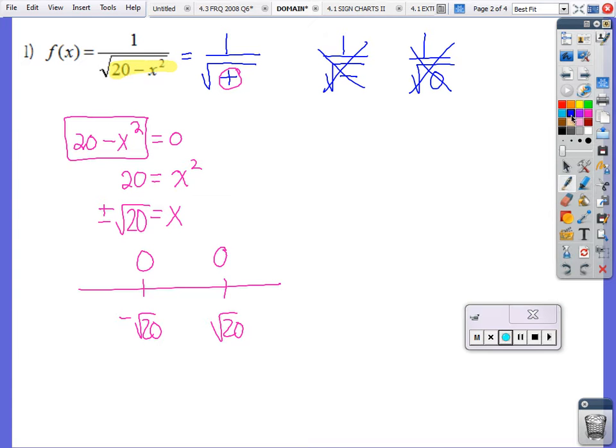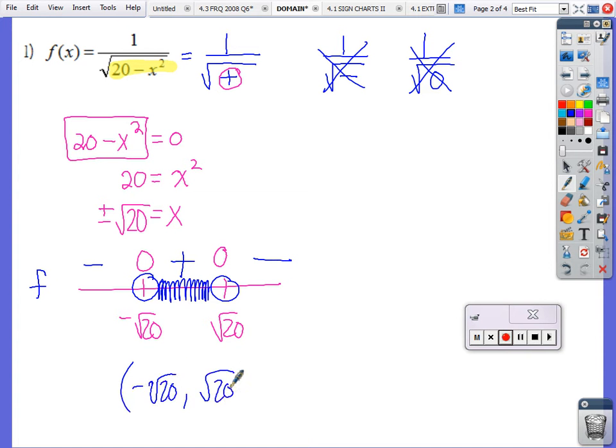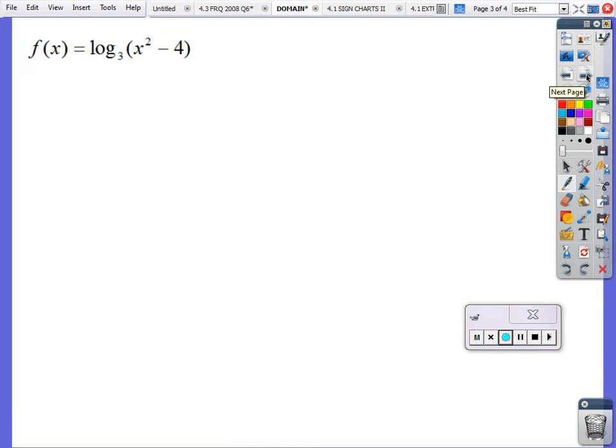So now, if I put in 0, I end up getting a positive value. If I put in negative 100, I get a negative. Positive 100, I get a negative. But remember, we said on the sign chart, we're only going to care about where the positives are. So for this function, the domain is open interval, negative root of 20 to positive root of 20. The endpoints are not included because that would cause the fraction to have a 0 at the bottom, or the denominator.